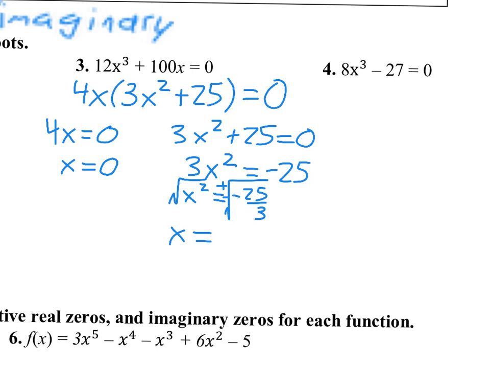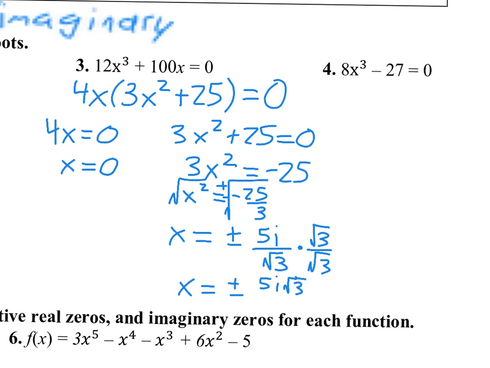The square root of negative 25 is 5i. The square root of 3 we don't know, so we have to multiply because we're not allowed to leave a radical on the bottom. So we get plus or minus 5i radical 3 over 3. So we have one answer here, two answers here.